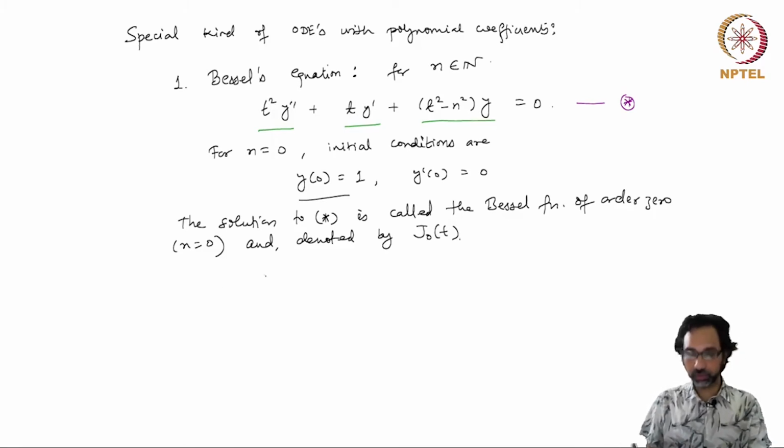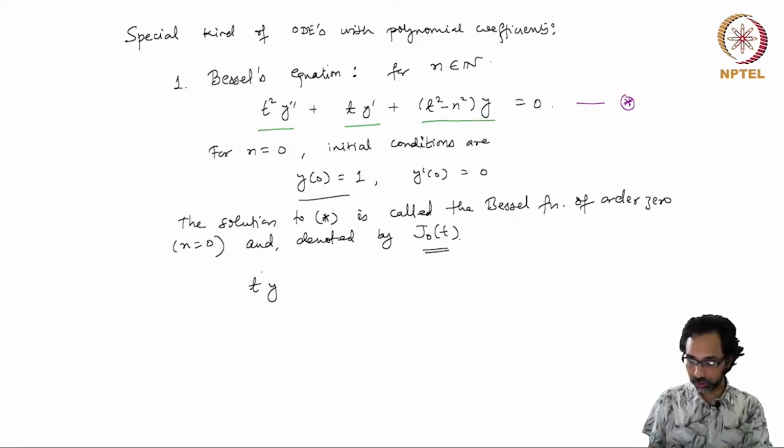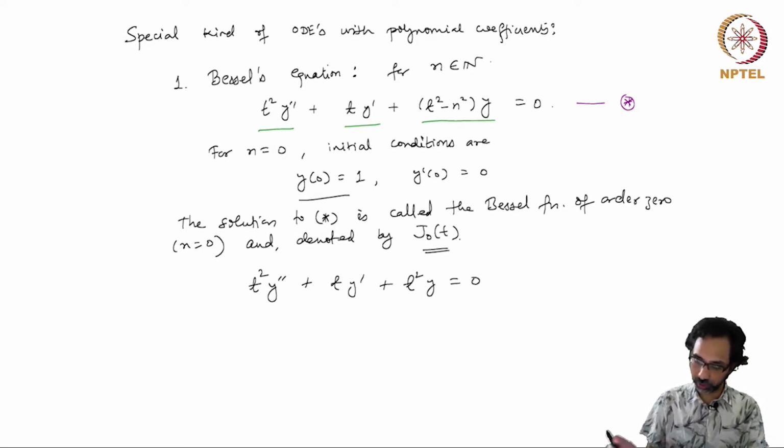So let's try to find what J0(t) is from our differential equation with the initial conditions y(0) equal to 1 and y prime(0) equals 0. So our differential equation is t squared y double prime plus t y prime plus t squared y equals 0. You can get rid of one of the powers on each term. So it's simply t y double prime plus y prime plus t y equals 0.